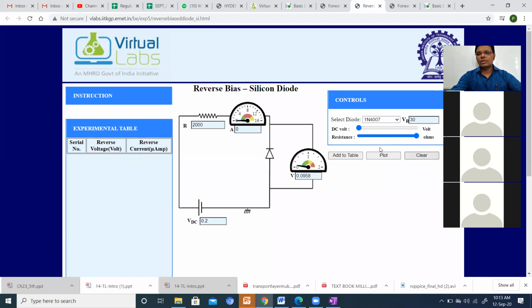Keep the voltage initially at zero mode, zero volts. Next, increase the voltage, Nana, by increasing, before that, initially at zero mode. Next, increase the voltage, add to table. Do it, sir, all of you. Conducting is very easy. Add to table.